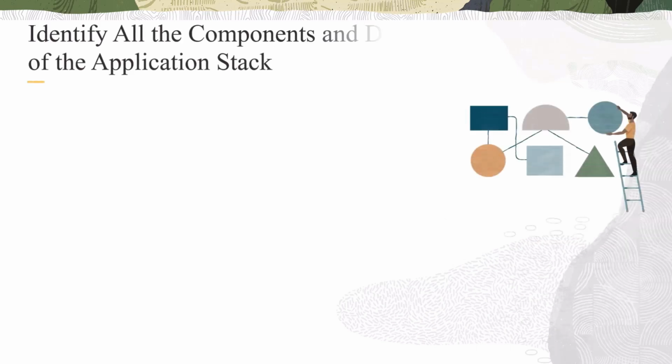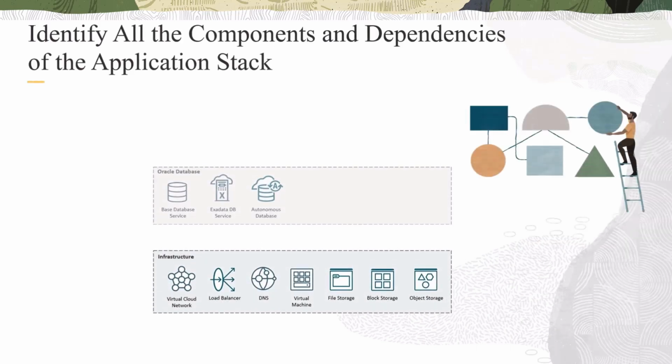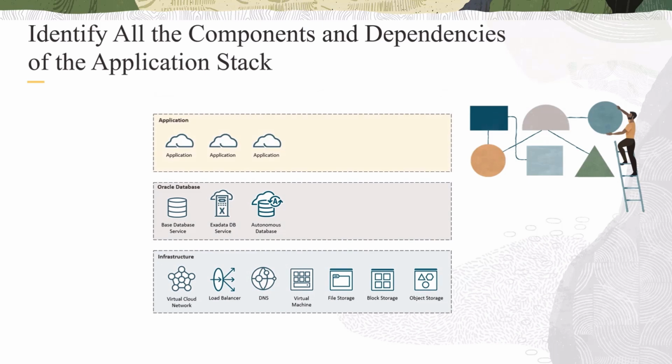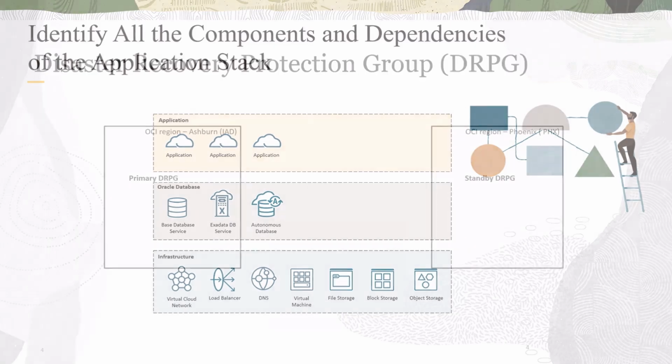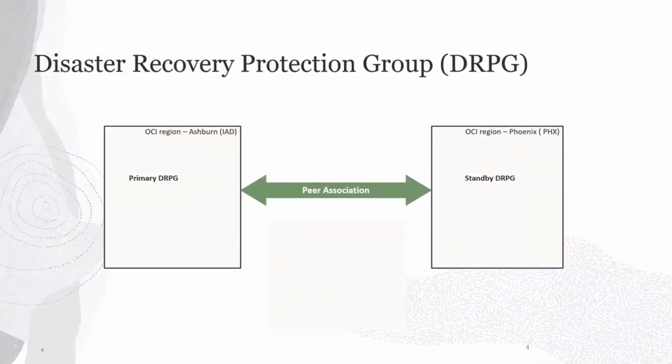The next thing you need to know is your application stack. Create a consistent grouping of these application components and dependencies. The first and core component of FSDR is the Disaster Recovery Protection Group, or DRPG for short. Remember the grouping you established while defining your stack? The DRPG is the component that will represent your stack.